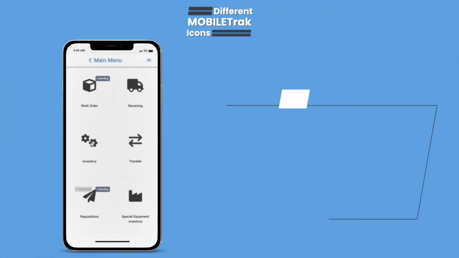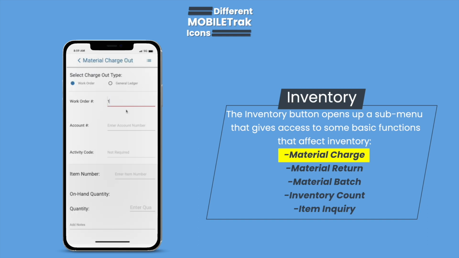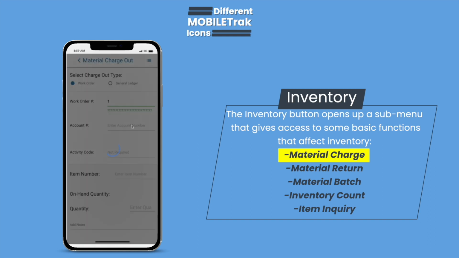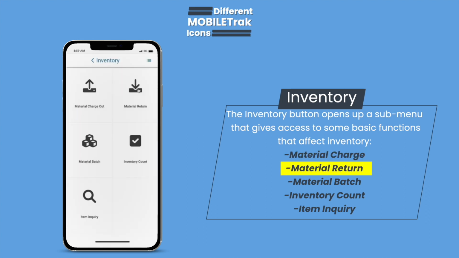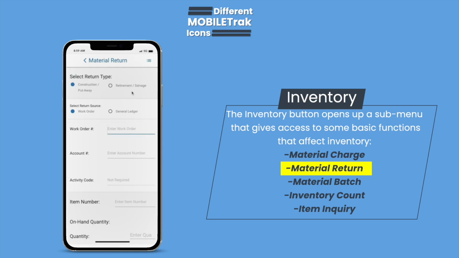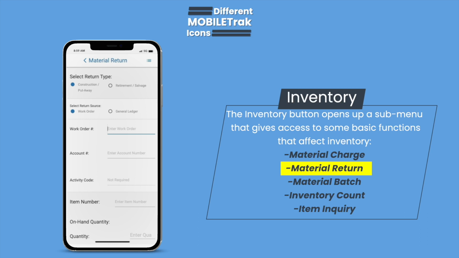Inventory. The Inventory button opens up a submenu that gives access to some basic functions that affect inventory. Material Charge. Material Charge allows users to charge material to a work order or a maintenance account. This is often used for charging out individual items. Material Return. Material Return allows users to return material to a work order or a maintenance account. Users can also perform a material salvage return.